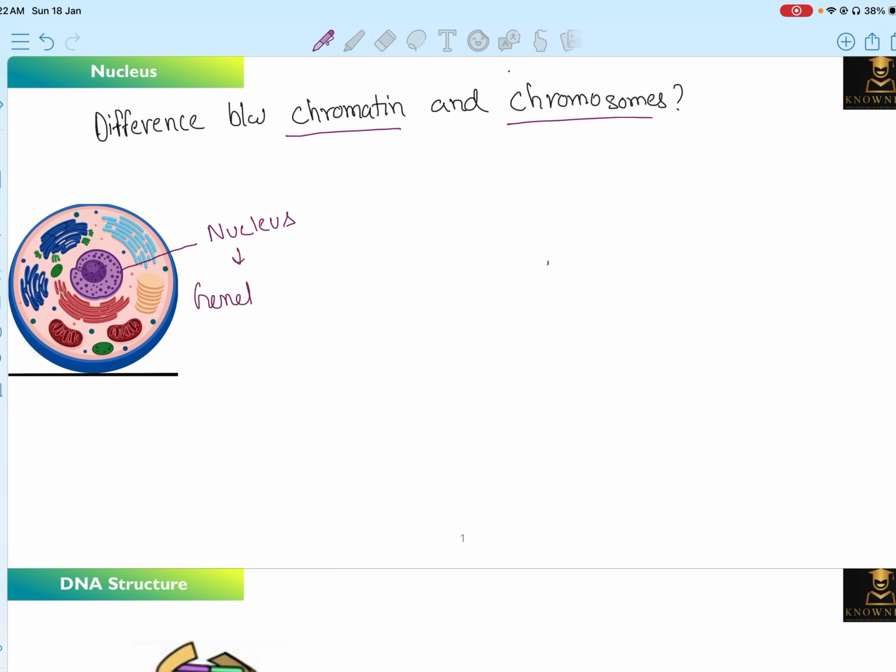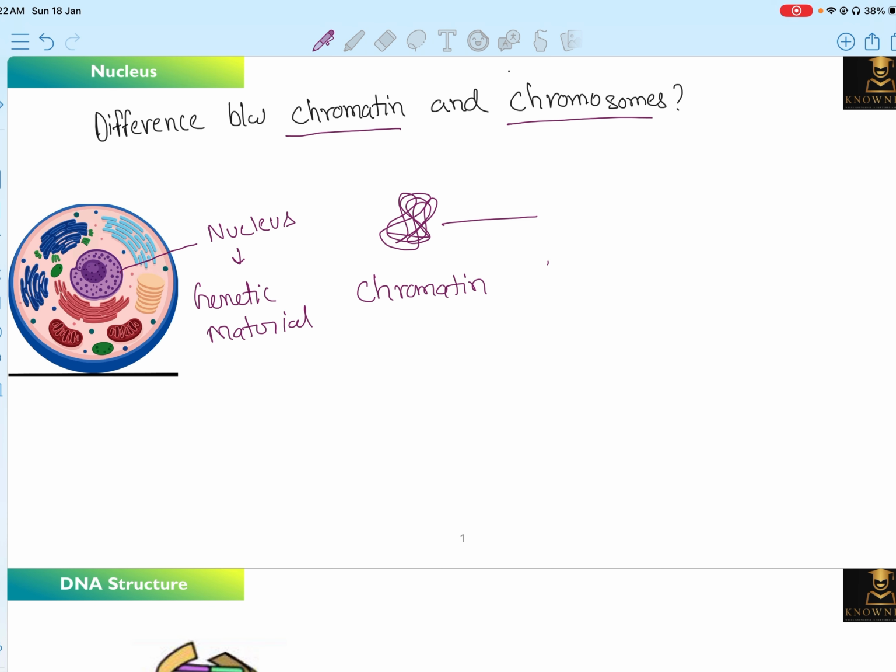You will see that when the cell is not dividing, genetic material is present in the coiled form, in this form inside the nucleus. And this coiled form of genetic material is something that we call chromatin.